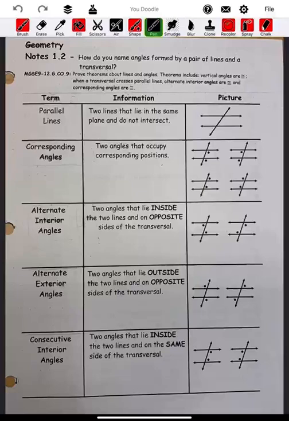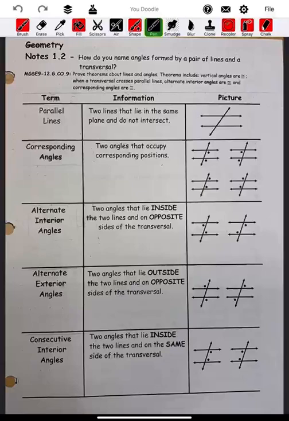Today we're moving on to Notes 1.2. So our essential question for today's lesson is, how do you name angles formed by a pair of lines and a transversal? Now this one, I'm going to shade some things on there, but basically you're going to be filling in the blanks on your Google slide that correspond to what I'm filling out. So the first thing we're going to start off with is parallel lines.